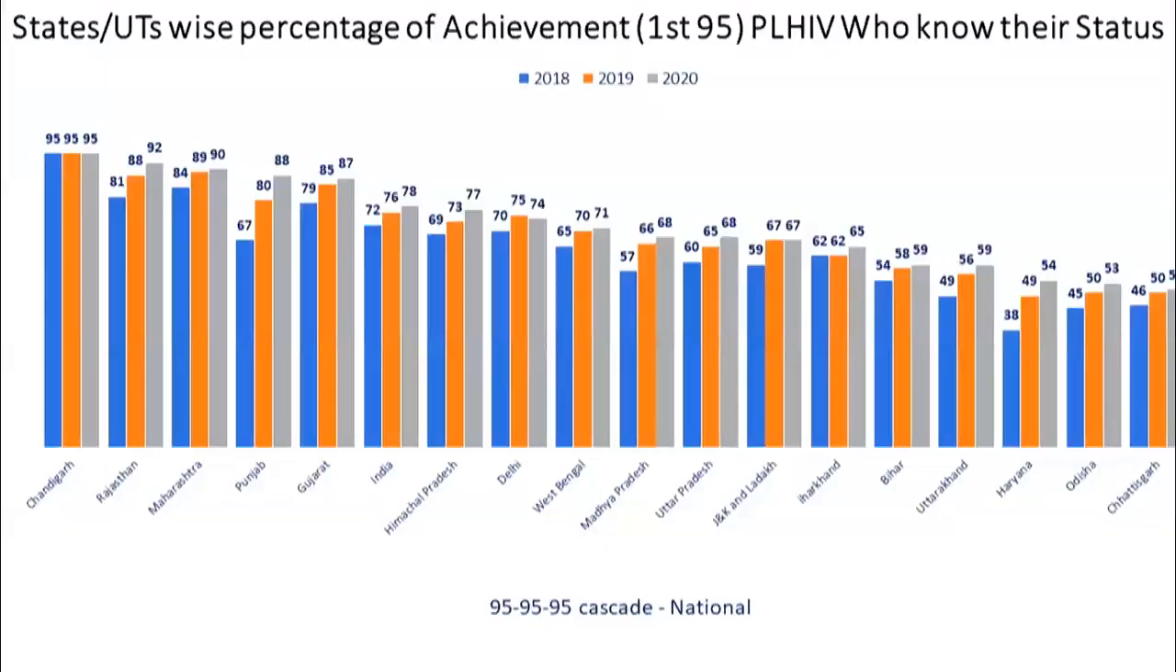In the current slide, you can see the 3-year comparison of the achievement of first 95, and we can clearly see the states arranged in descending order. There are states where the achievement is still below 68%. States like Chhattisgarh, Odisha, Haryana, it is just above 50%.